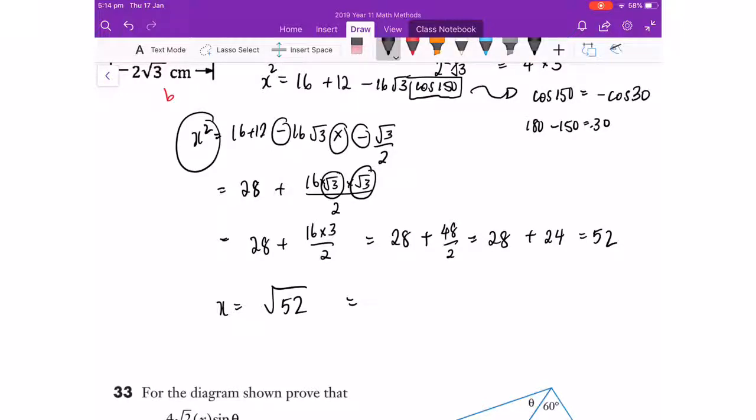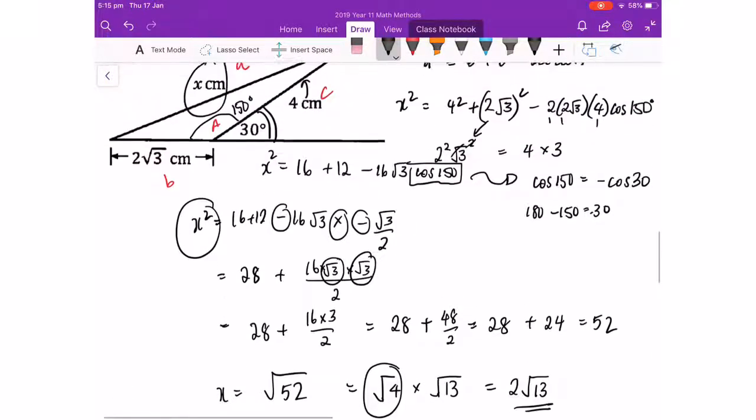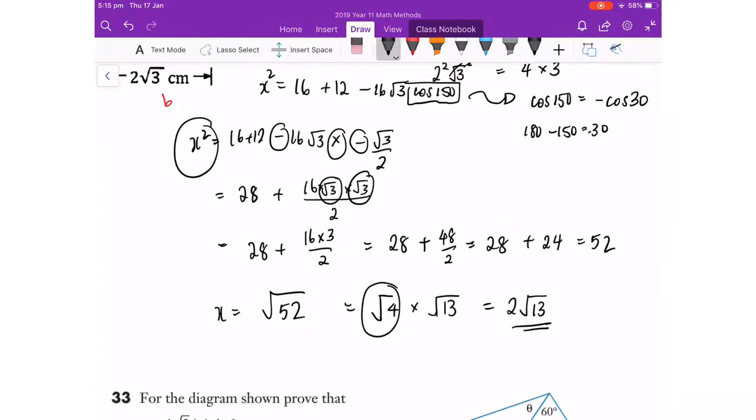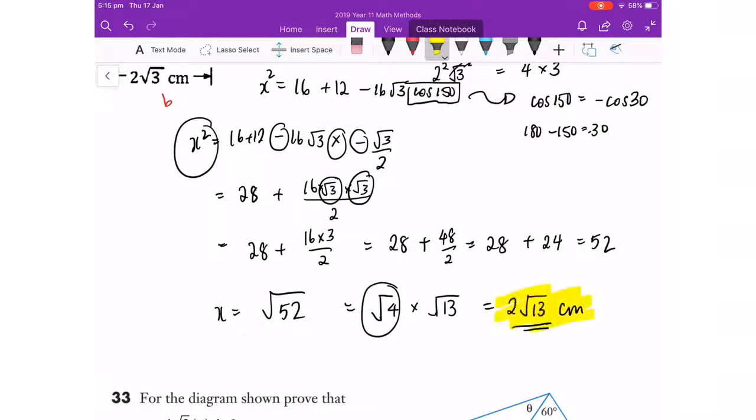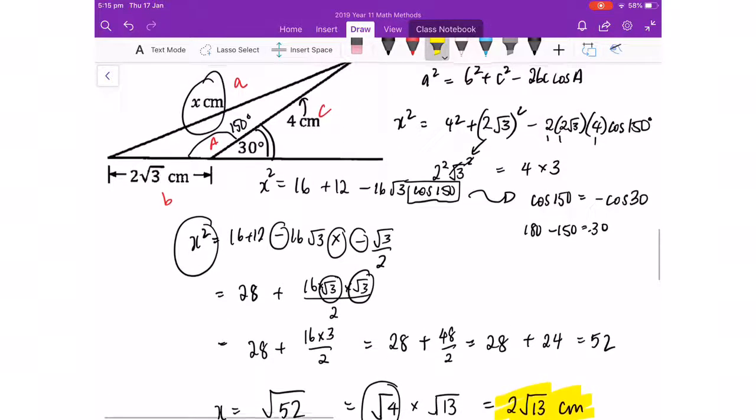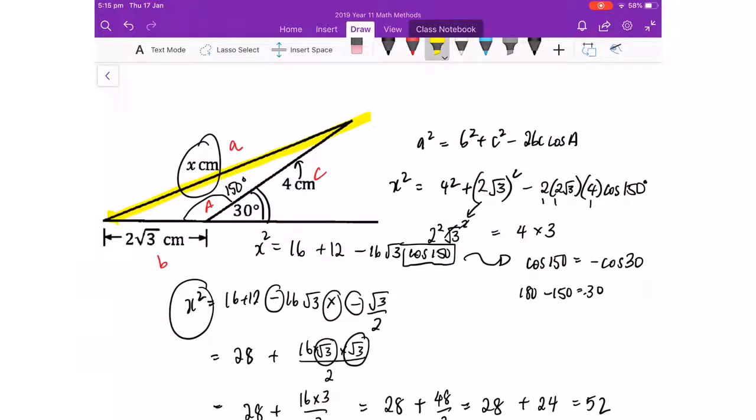I'm going to see if I could break it down into those numbers and see if any of those numbers can form 52. So for this one in particular, I know 4 is a really good number to use. A lot of the time 4 can go into it. So 4 times by, I think it's 13. So from there, I can change this root 4 into a 2, so it becomes 2 root 13, and I'm going to put my units on there, so that is going to be in centimeters, and I'm going to highlight my answer. There we go. So that 2 root 13 is now this side there.